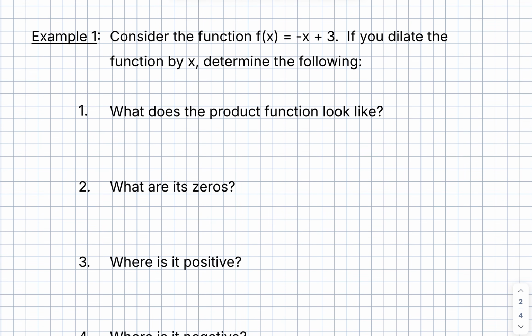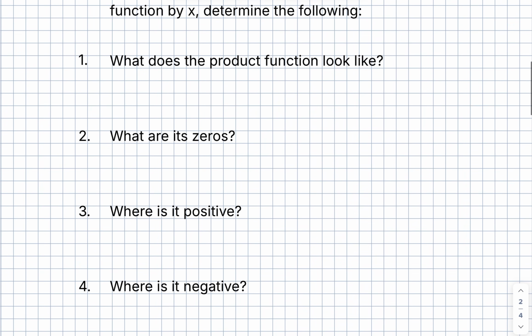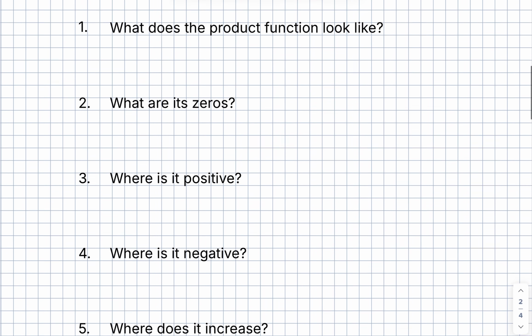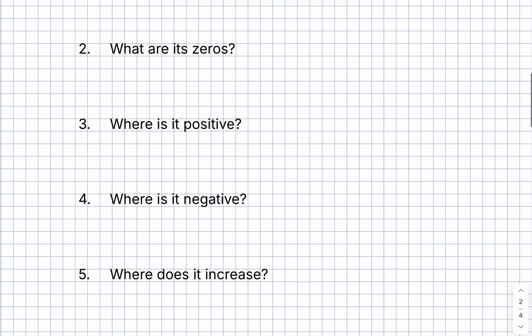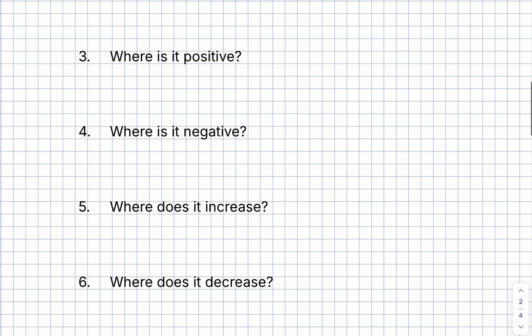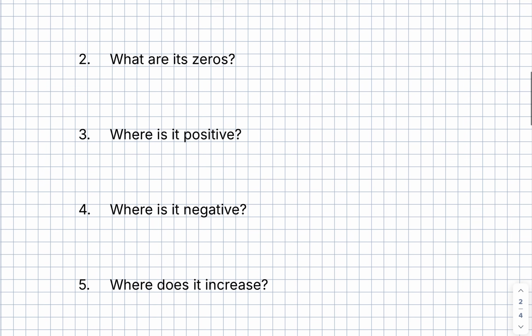So consider the function f of x is equal to negative x plus 3. You should recognize that that is a linear function. It is a line and it has a negative slope. And if you dilate this function by another function, x, we need to determine the following. What does the product function look like? What are its zeros? Where is it positive? Where is it negative? Where does it increase? And where does it decrease?